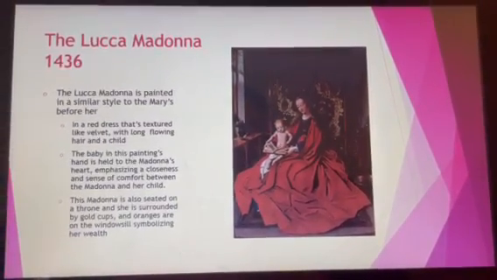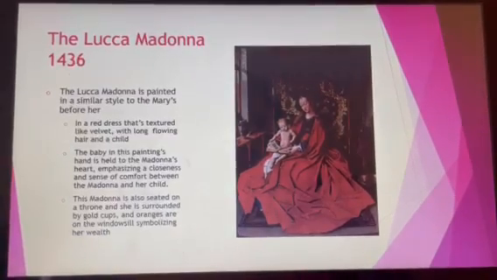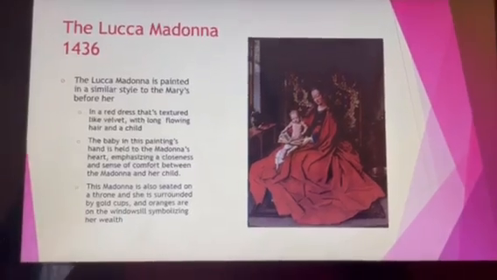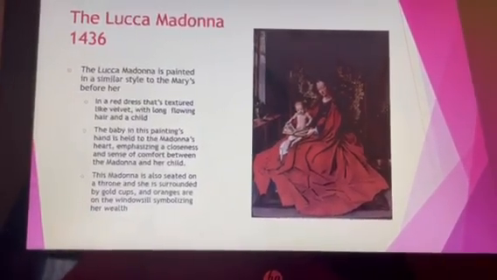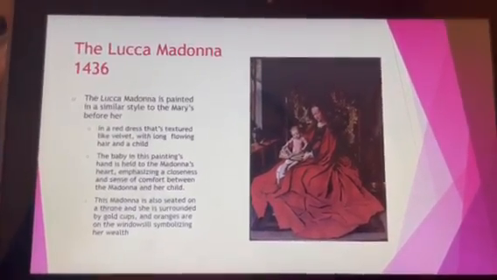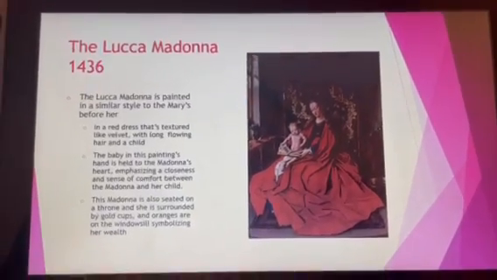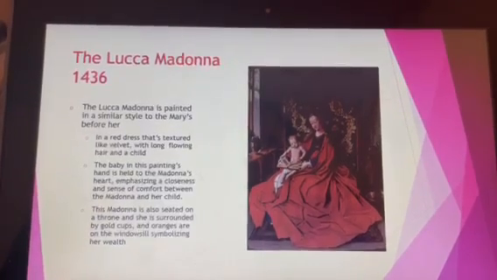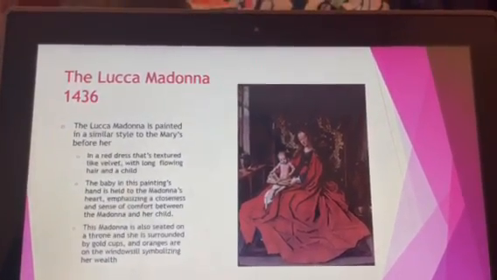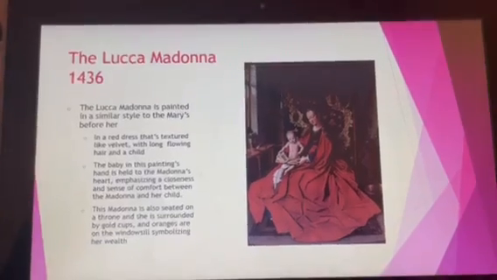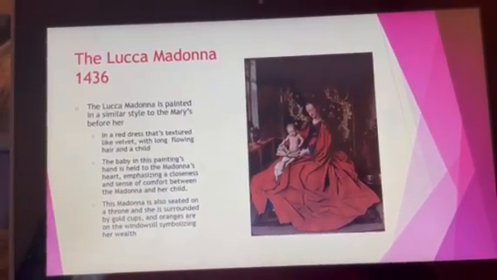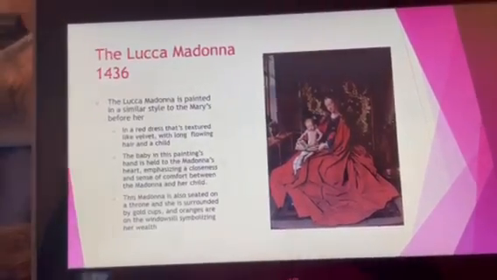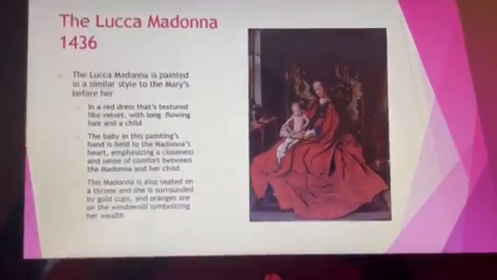However, in this painting, the baby is seen to be close to the Madonna, and this is emphasizing a closeness and sense of comfort between the Madonna and her child. The Madonna is also seated on a throne, and she is surrounded by gold cups and oranges on the windowsill, symbolizing her wealth, which we had also seen oranges depicted in another painting, the Arnolfini portrait by Van Eyck.